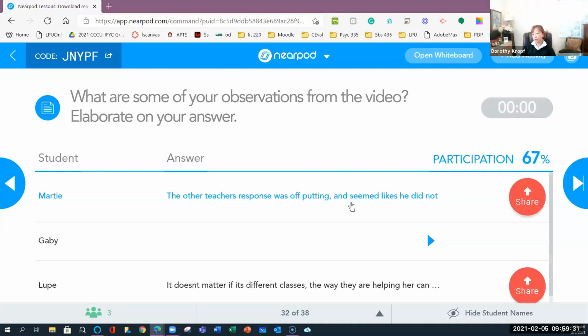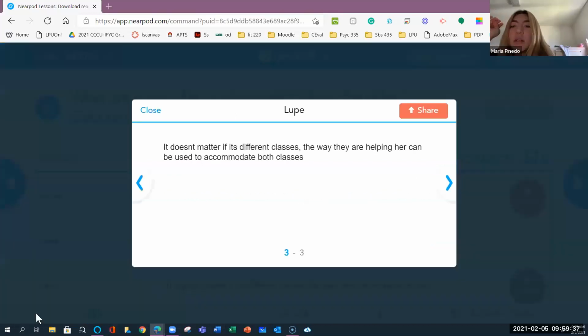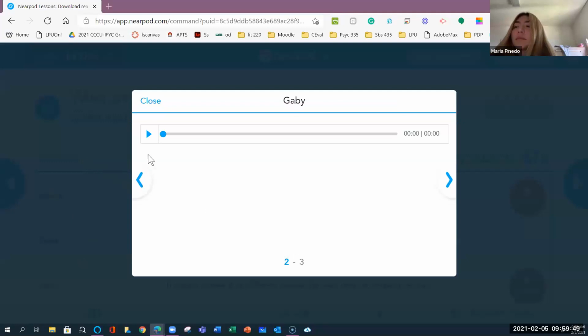All right, let's start with Lupe. What I meant to say was, it doesn't matter if it's different classes, the way they're helping her can be used to benefit both classes. Yeah, they're finding accommodations. Very good.